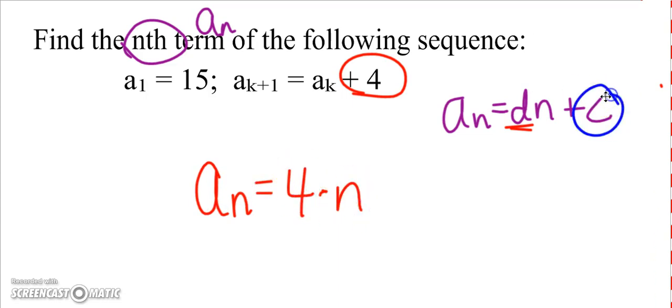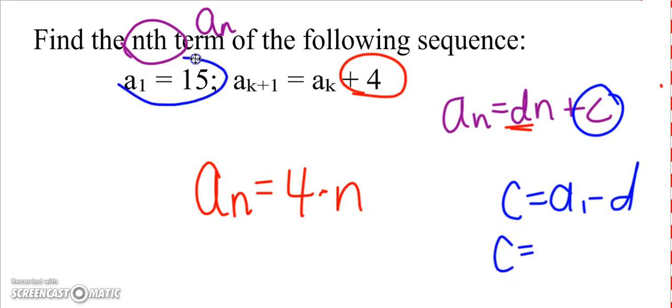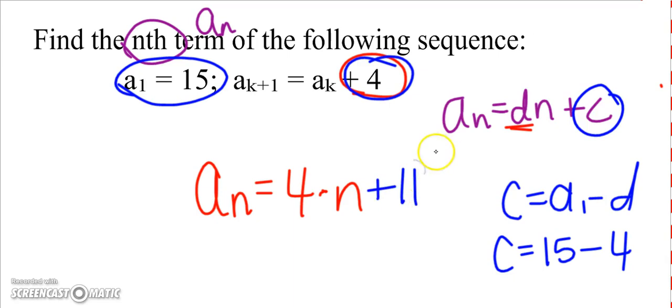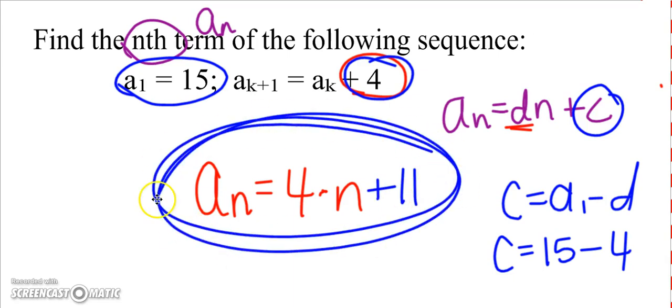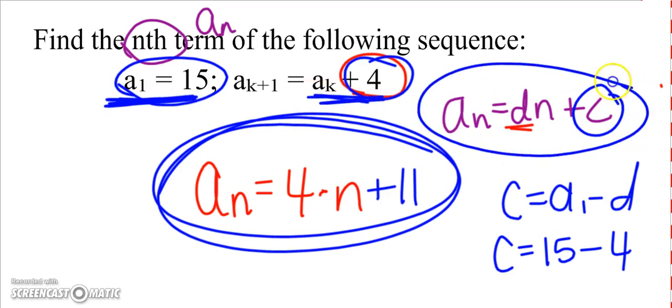We know how to find c. C is equal to a sub 1 minus d. That's in our formulas. So c equals a sub 1 minus our difference. 15 minus 4 is 11. Okay? So when you're given that initial value, the a sub 1, and you know your difference, all you gotta do is use that first formula. It's going to be the easiest way to go.